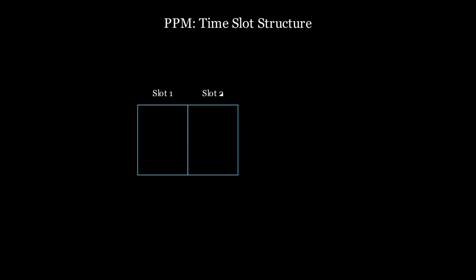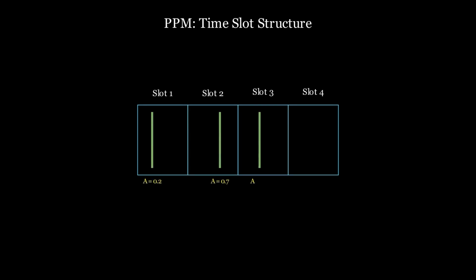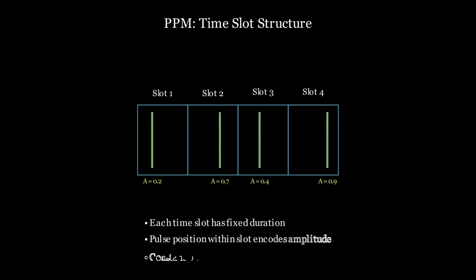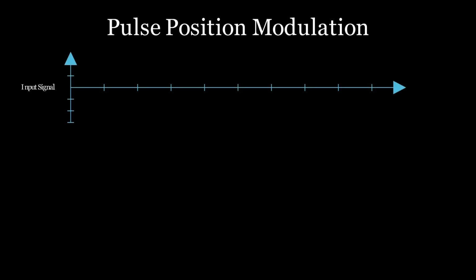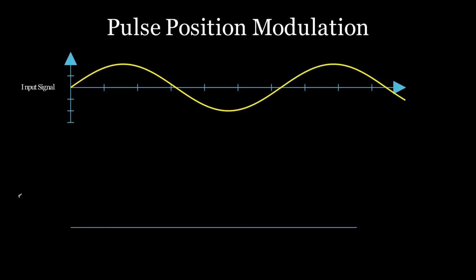The time slot structure of PPM is that each signal or each pulse is given an equal slot of time. When the pulse appears, it determines the amplitude of the signal at that time. So for a lower amplitude, the pulse appears earlier in the slot, and for a higher amplitude, the pulse appears later. Now let's see how our pulse position modulation signal is generated from our input analog signal.